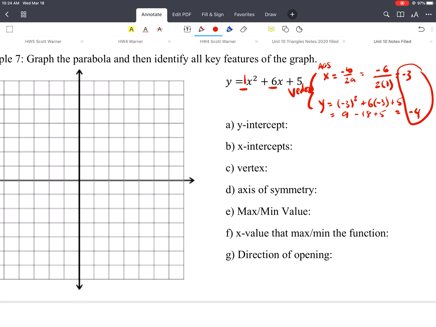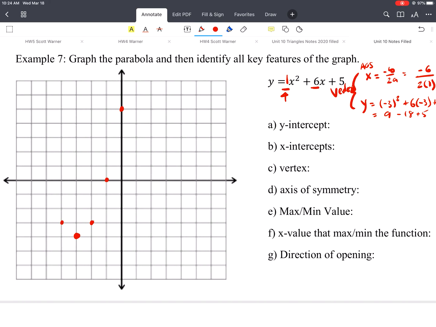Negative 3, negative 4, which is right here. And then we can just use our growth pattern to find all the other points. Okay, so we'll go over 1. Since a is positive, this is a positive 1. We'll go over 1, up 1, over 1, up 3, over 1, up 5. And then we can just mirror over the axis of symmetry, which I didn't write down this time, but okay. So that is the lesson.